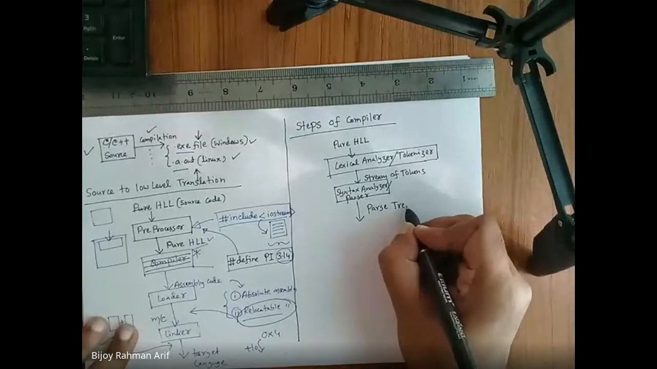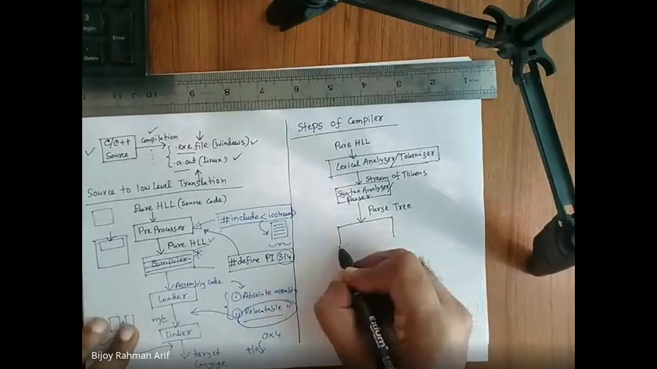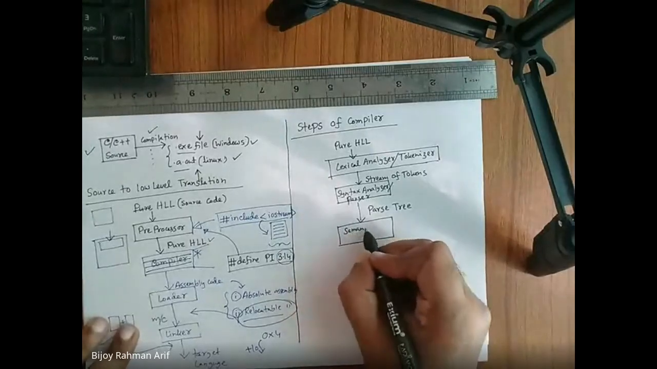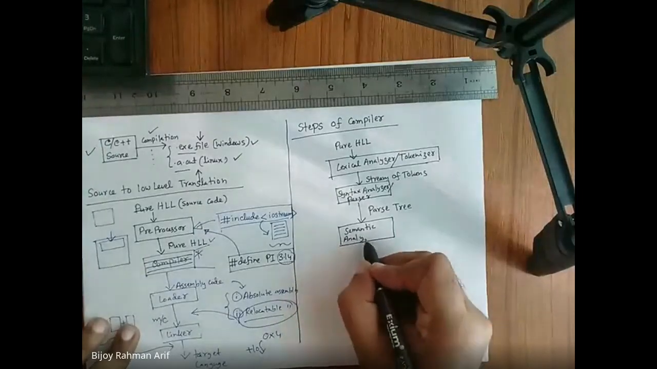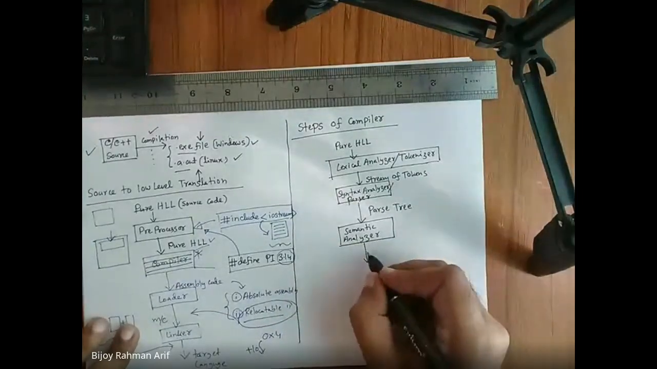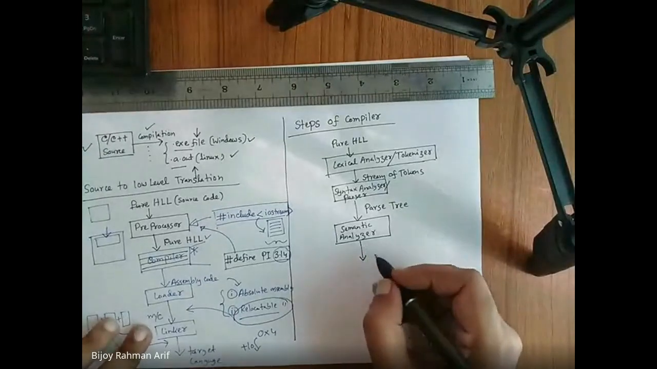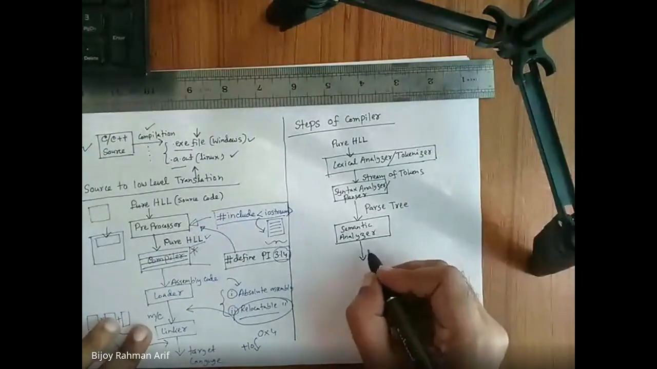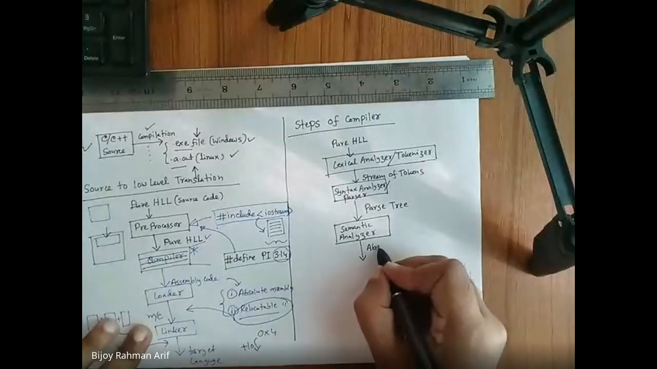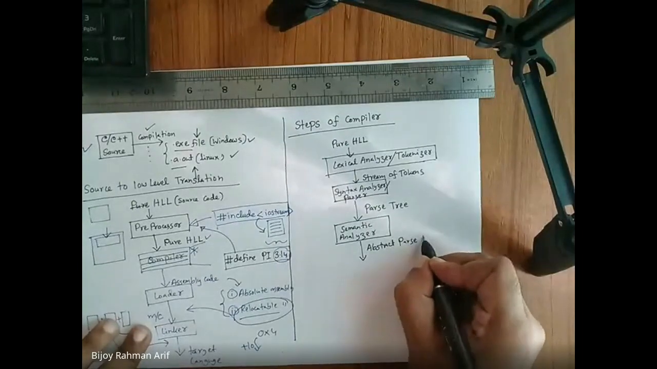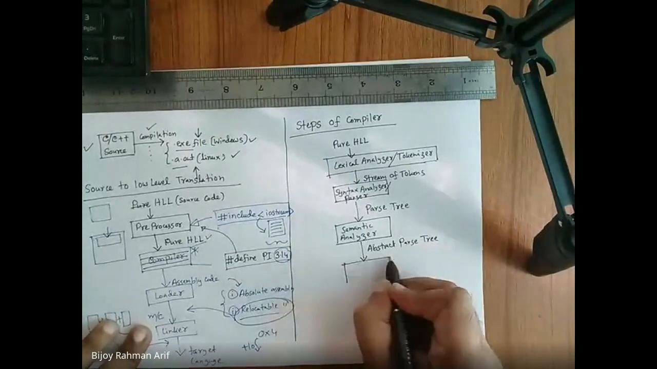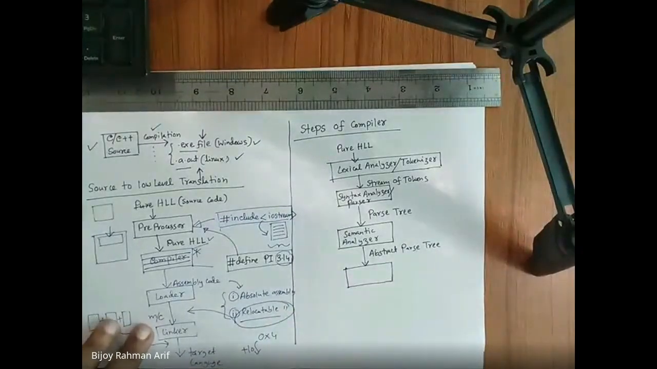Then this is going to pass to the semantic analyzer. It is going to generate an abstract parse tree. This is going to pass to ICG, or intermediate code generator.